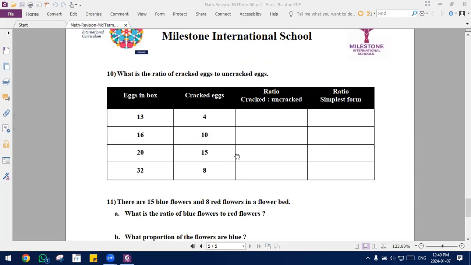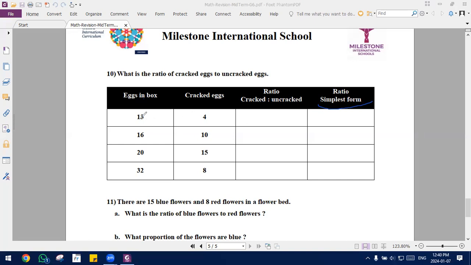Okay, here we have the ratio. What's the ratio of the cracked eggs to uncracked ones? Now we understand the table first. It says eggs in the box, so this is the total number of eggs. And then we have the cracked ones. And then we write the ratio, and the order of it should always be mentioned. They said cracked to uncracked. And then simplify the ratio similar to the fraction.